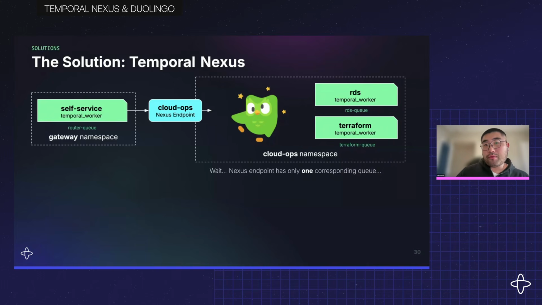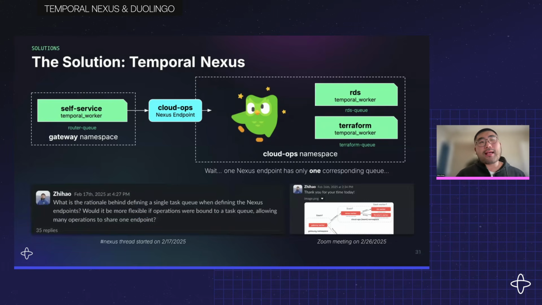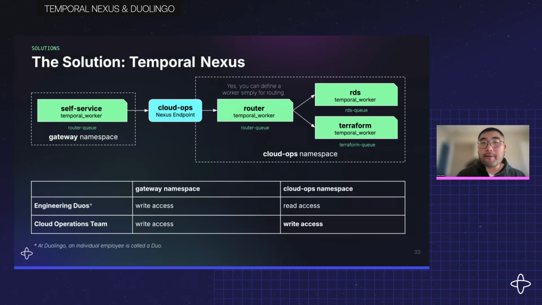So we set up a Nexus endpoint called CloudOps. However, I was immediately confused because you can only specify one task queue for a Nexus endpoint, right? But we have multiple workers within our namespace. So I asked a question in the community Slack, and thanks to the Nexus team, they helped me figure out a proper pattern for setting this up. The answer is that you can set up a worker specifically for routing workflows to different task queues. I wasn't aware of this. I think now they have updated the documentation. I will show you some code examples in just a minute.